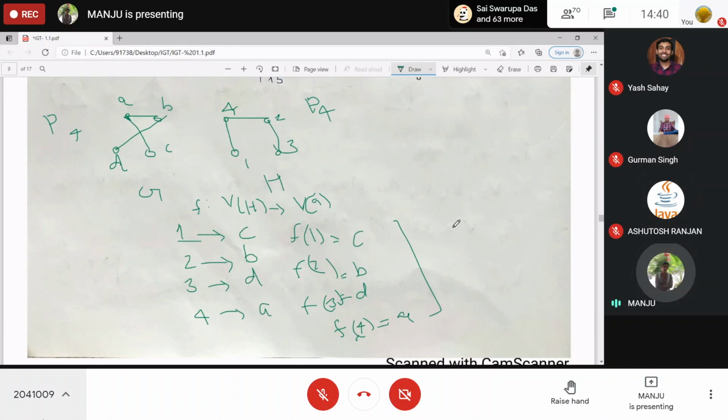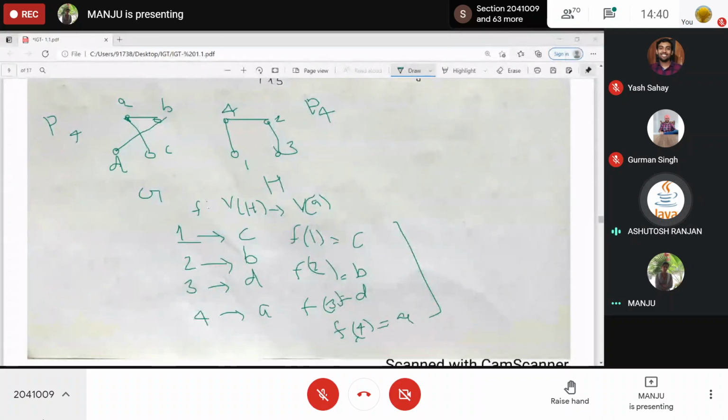Is this function 1-1? Yes, 1-1. Is it onto? Yes, onto. Why is it 1-1? Every element of the vertex set of H corresponds to every element. That is the definition of a function: all the elements should have some image, and that is a unique image. That is coming from the function only. Why is it 1-1?